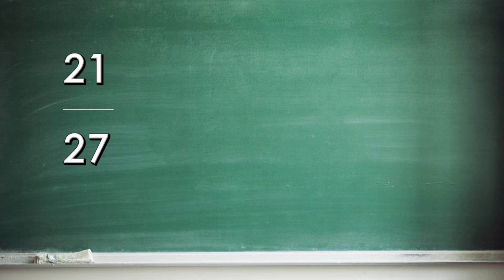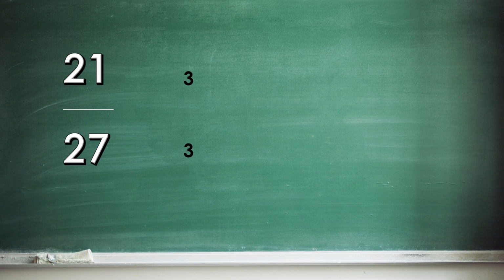So for 21, we know that 1 goes into it 21 times. 2 doesn't, but 3 does, and it goes in 7 times. 4, 5, and 6 don't go into 21, so we're done. Let's try 27. We know 1 fits into it 27 times. 2 doesn't, but 3 does, and it goes in 9 times. So 3 is our greatest common factor between 21 and 27.